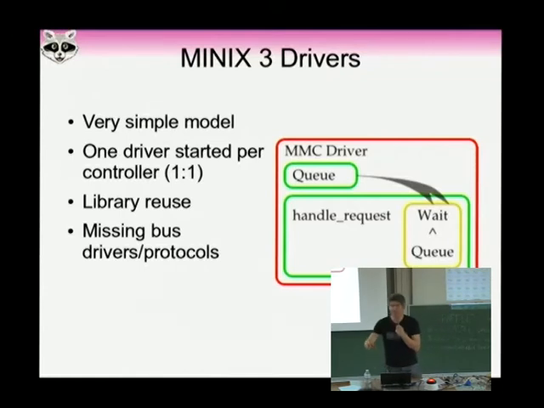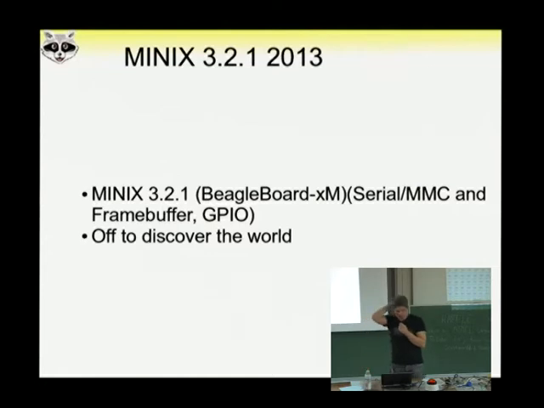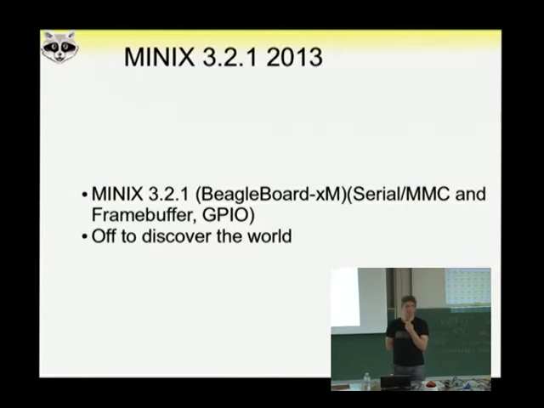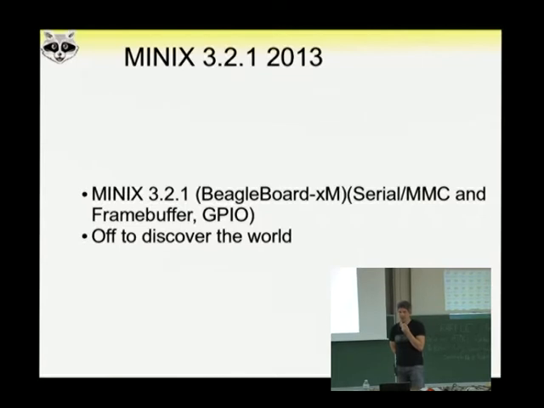No questions so far? Right. So about a year later, we finally got it all working. MINIX 3.2.1 was released. It had stealth mode ARM support, meaning that the code was in there, but we didn't officially release it. We didn't feel it was the right time. But it contained support for BeagleBone XM, serial MMC driver, frame buffer, GPIO, and a few more of those things.